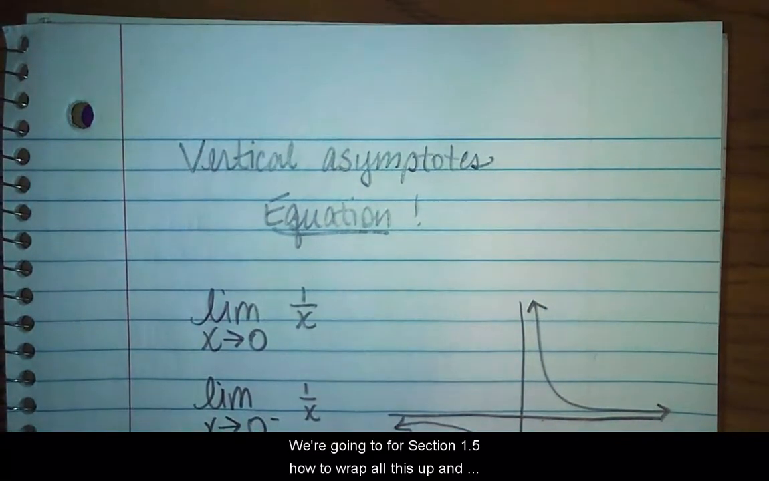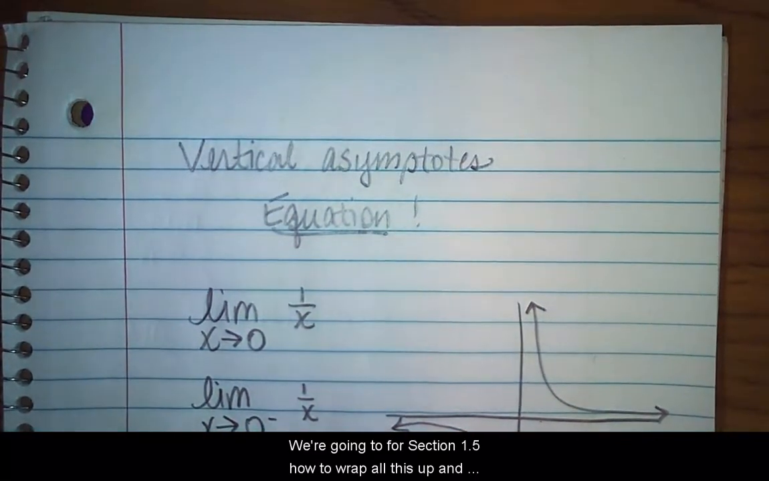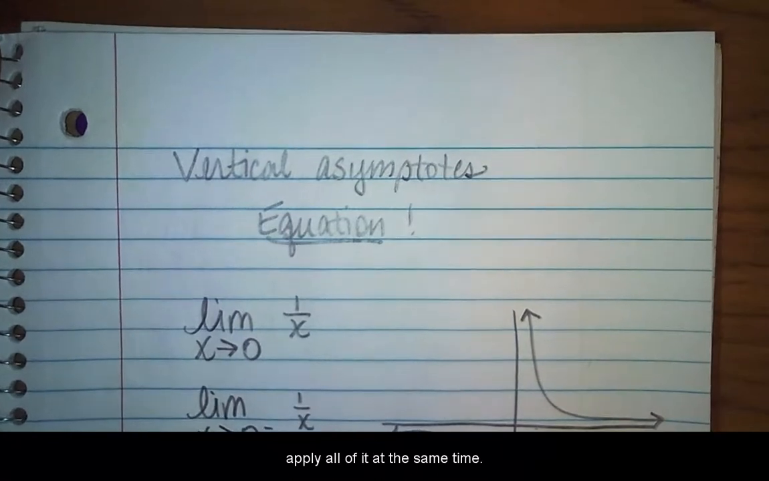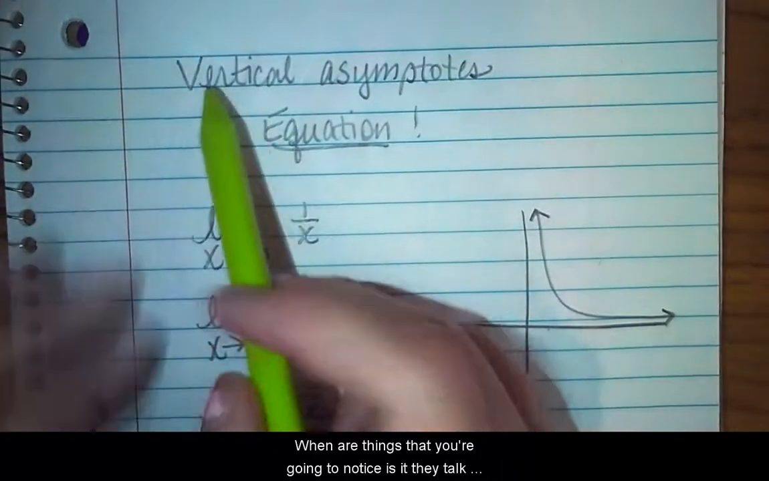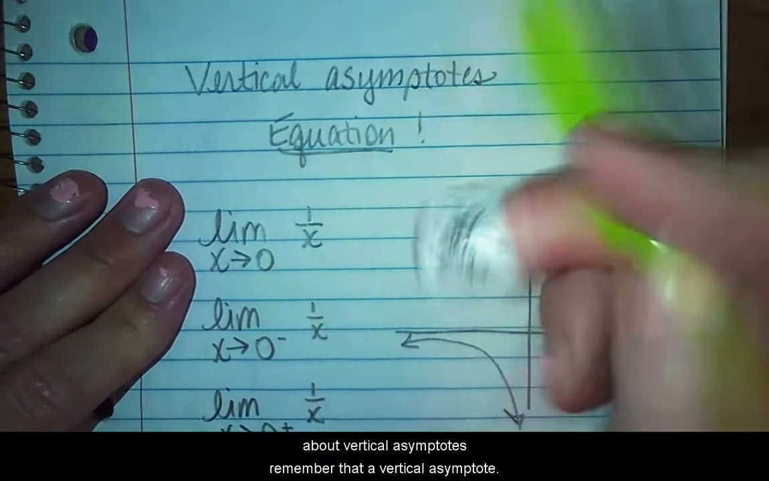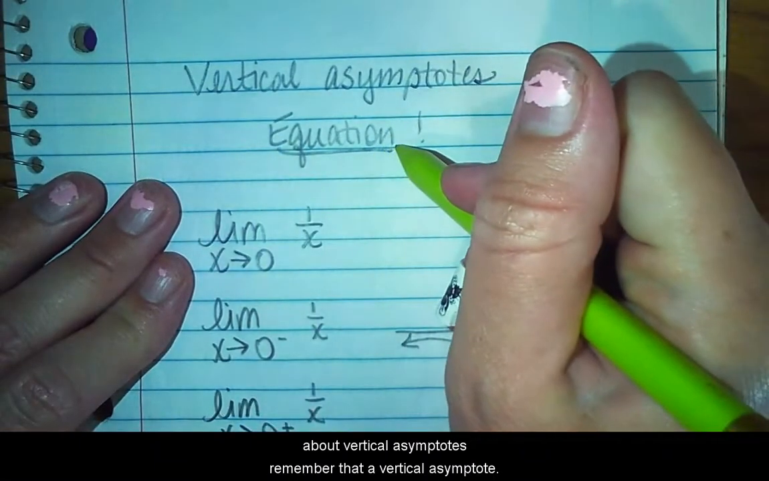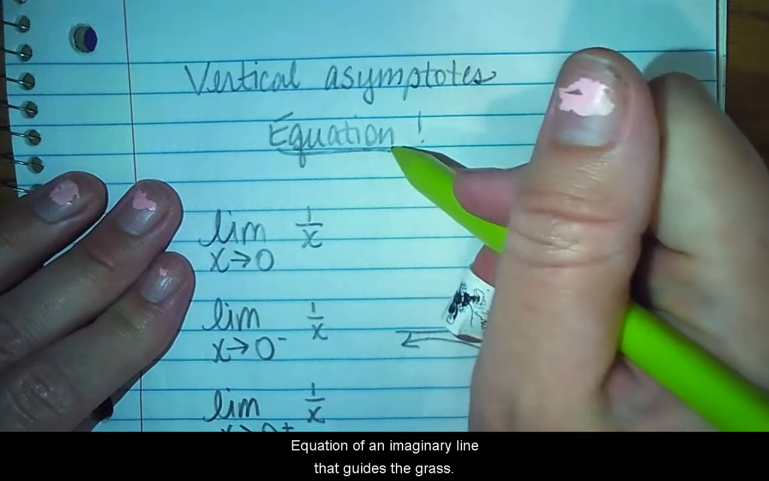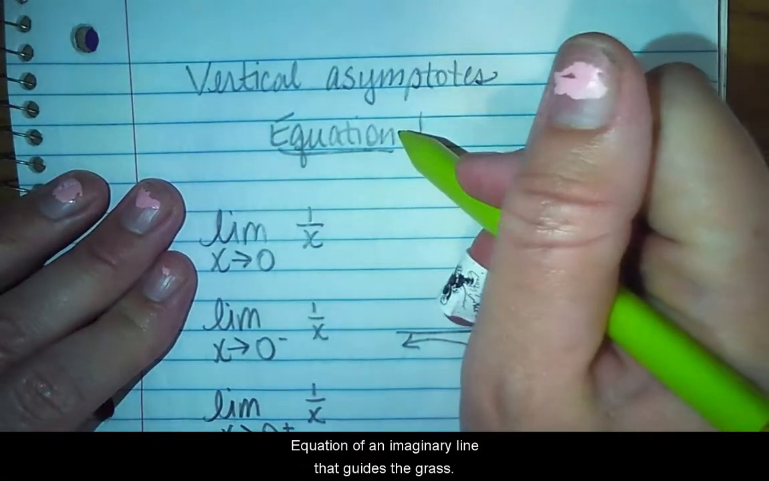We're going to, for section 1.5, kind of wrap all this up and apply all of it at the same time. One of the things that you're going to notice is that they talk about vertical asymptotes. Remember that a vertical asymptote is an equation of an imaginary line that guides the graph.